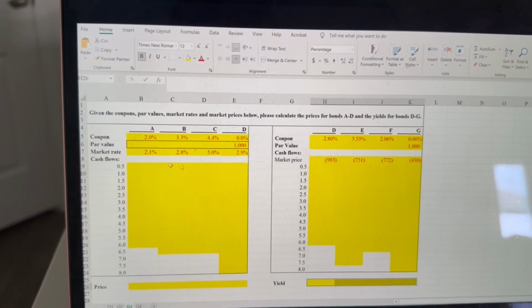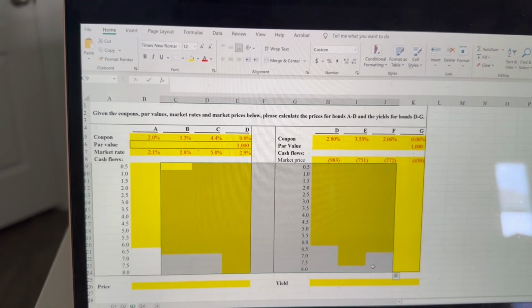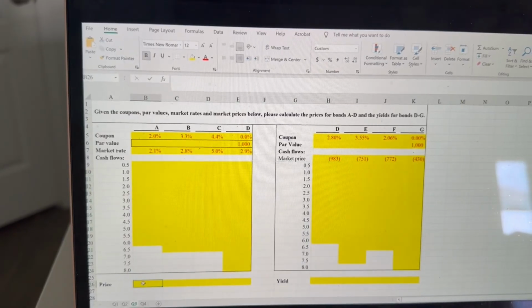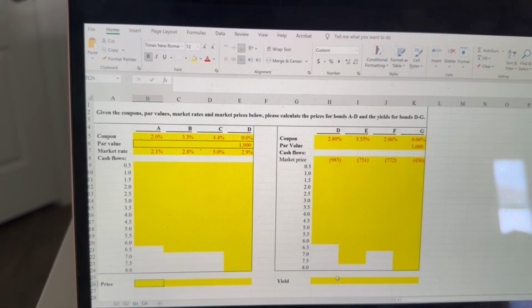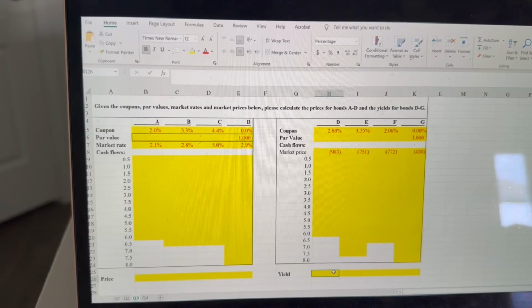Remember, all the payments are semi-annual, so you have to make adjustments to the discount rate for the price to make it semi-annual, and for the yields, the IRR has to be semi-annual.